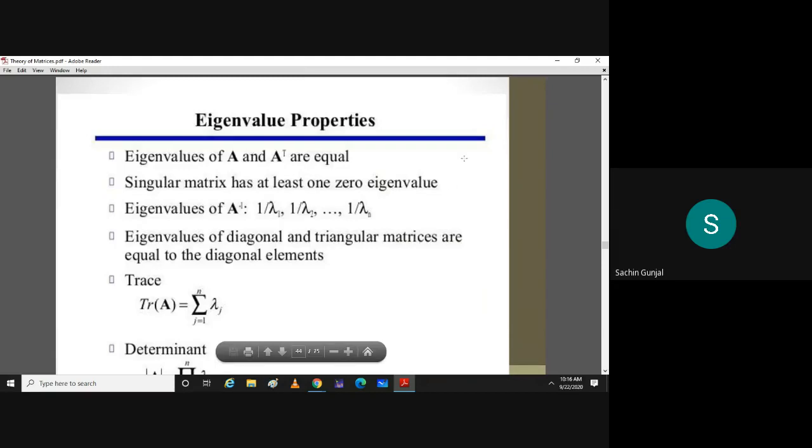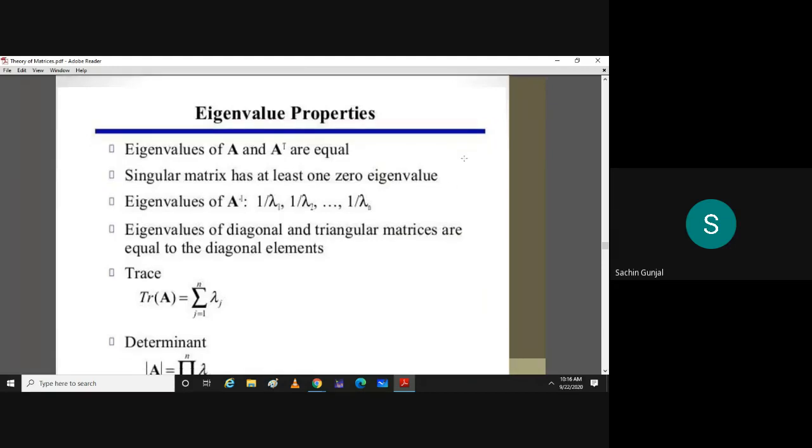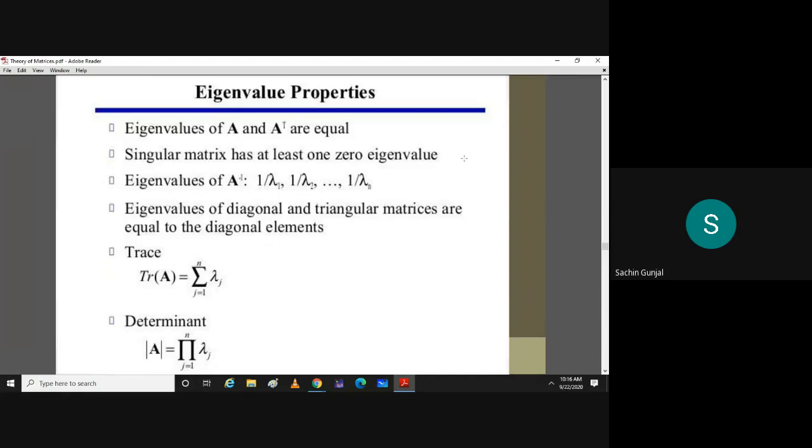So here are some properties of eigenvalues. Eigenvalues of A and A transpose are the same. Then instead of going for the second, let us look at this last one, determinant. This symbol is for product. Product of eigenvalues is nothing but the determinant.